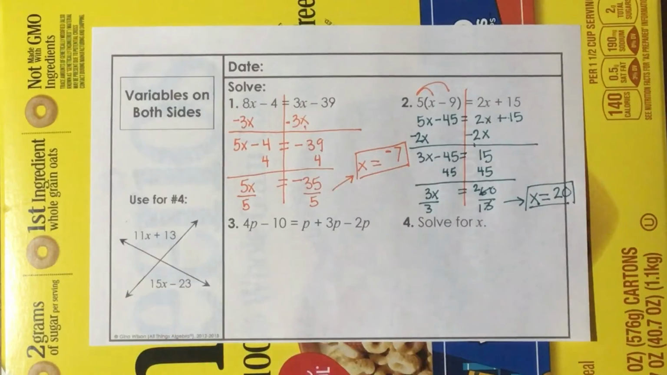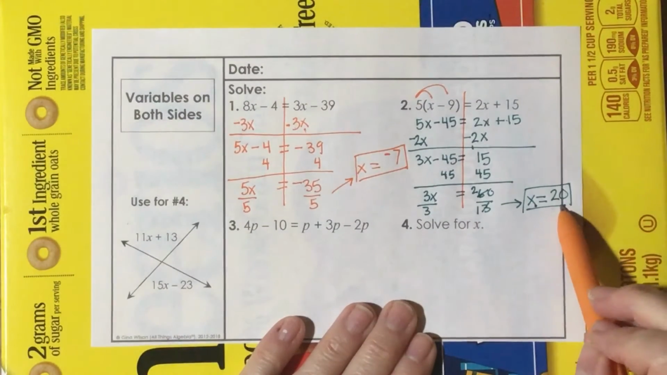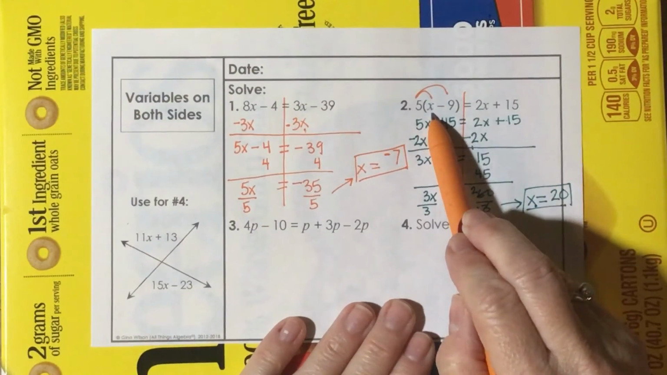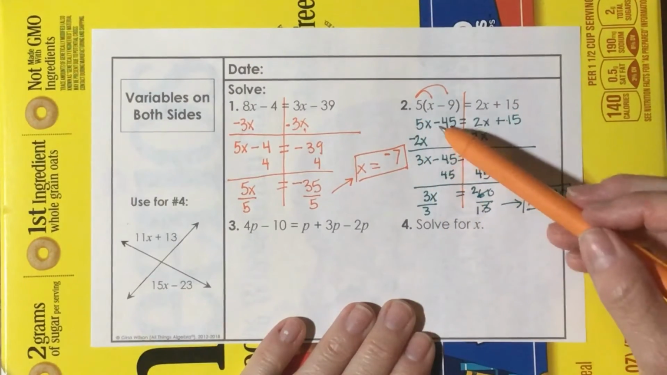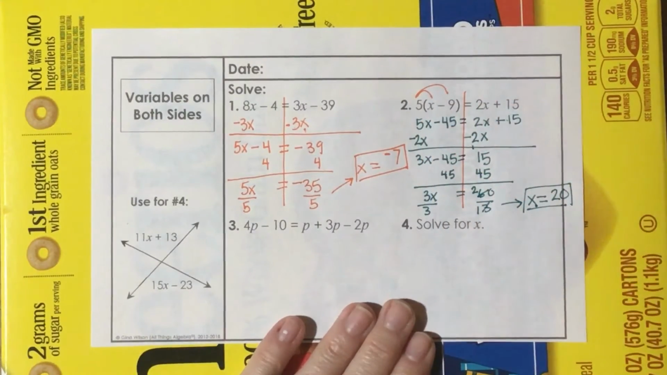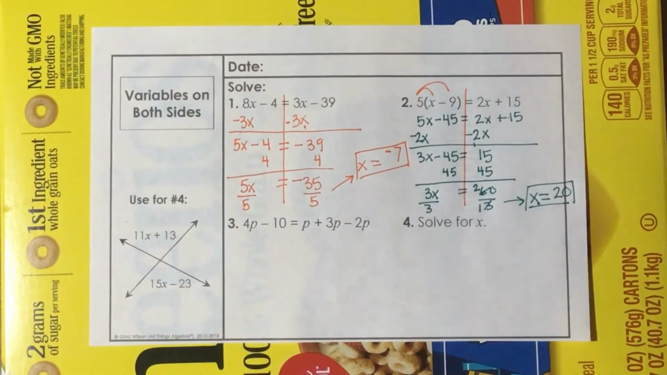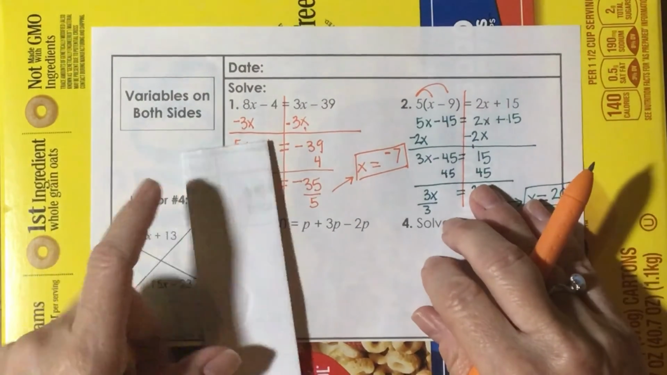If you ever want to check any of these, all you'd have to do is take the 20 and plug it back in for x. Plug the 20 in for x. You could do the math, and you should get that both sides equal the same thing. If that check doesn't work, it means you've done something wrong, okay?